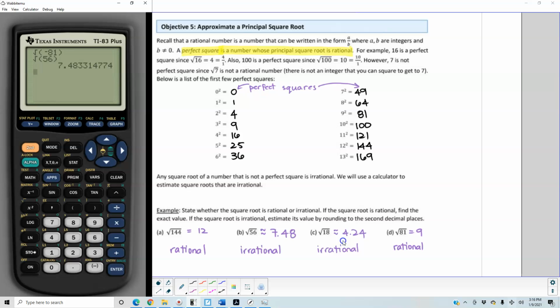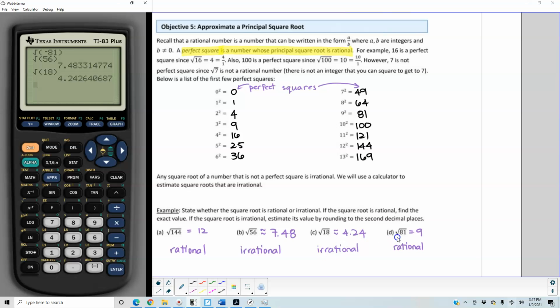Next, we have the square root of 18. Now, is there a number that we can square to get 18? Well, the answer is no, because it's not a perfect square. So now let's approximate by putting it into our calculator. So we can take the square root of 18 and we get 4.2426 and so on. Rounding it to 2 decimal places, we get an approximation of 4.24, and this number is irrational.